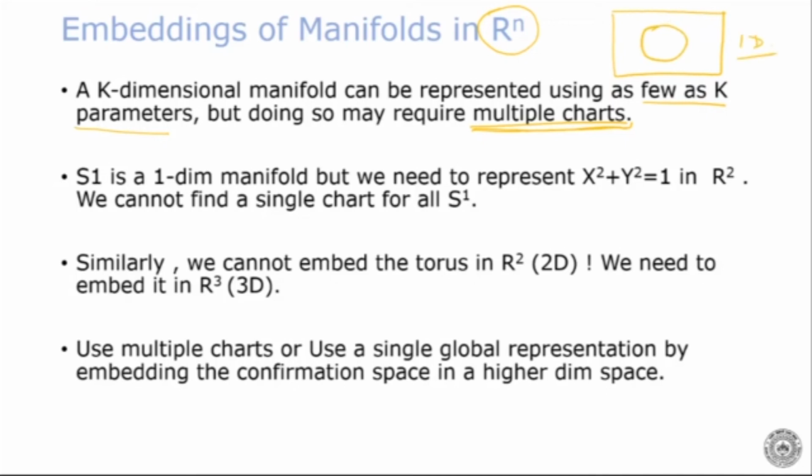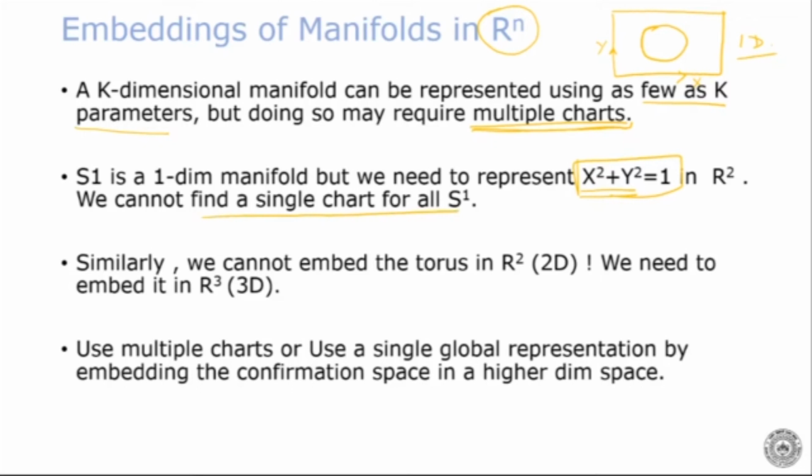Okay. Now, but to represent a circle, you actually need 2 parameters, x and y. So, I am drawing it, there is x-axis, there is y-axis. So, to represent this, I use 2 parameters actually. Okay, you can see that this is the equation of a circle, x squared plus y squared equals 1. So, although a circle is one-dimensional as far as topology is considered, a one-dimensional manifold, to represent it, you need 2 parameters, that is x and y. Okay, we cannot find a single chart for all of S raised to 1.